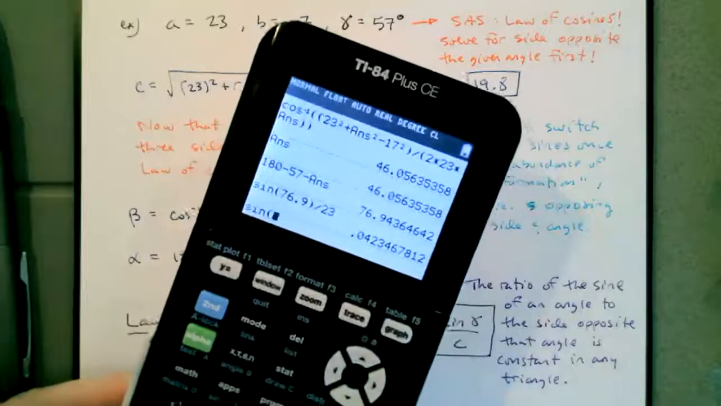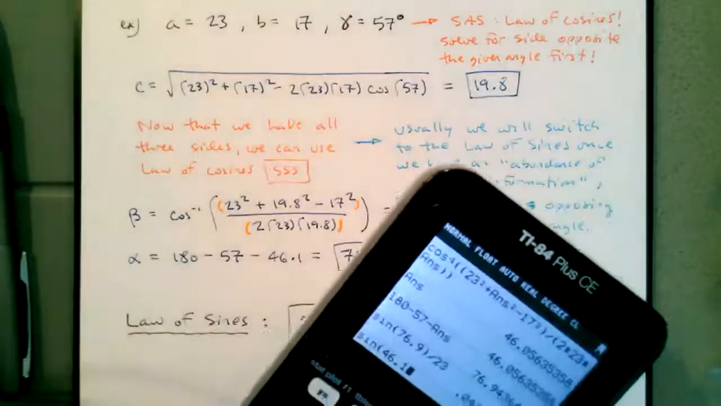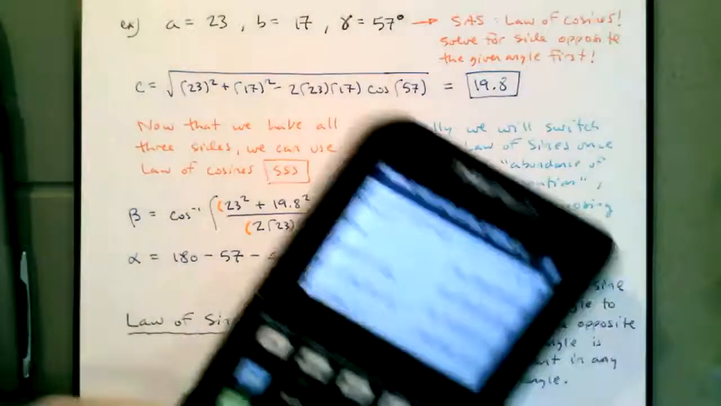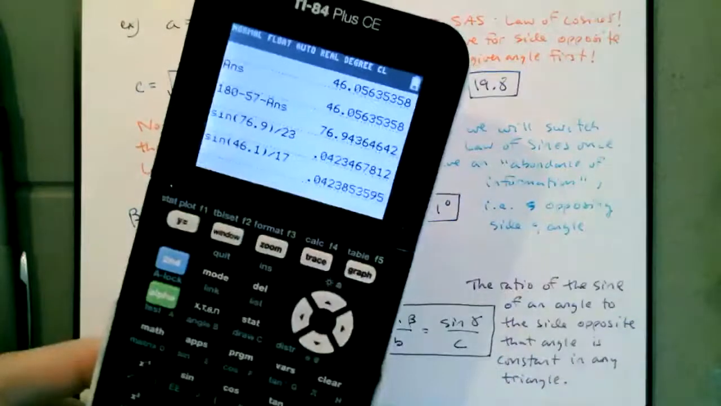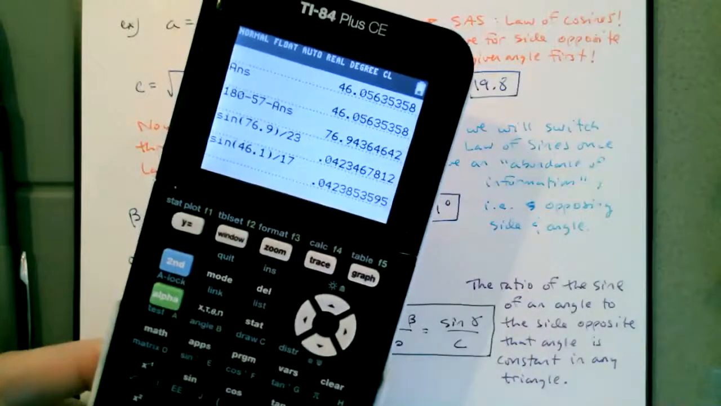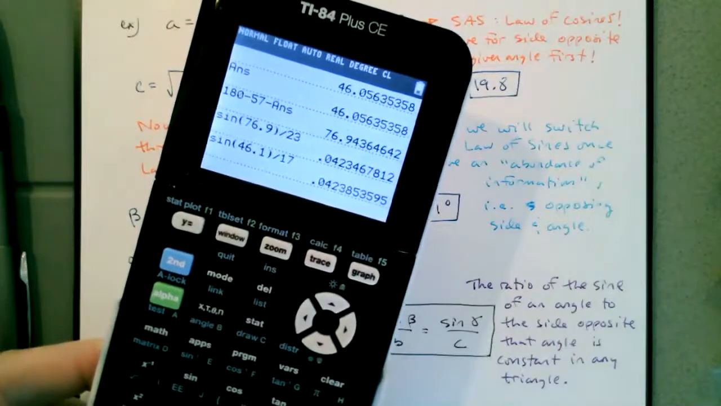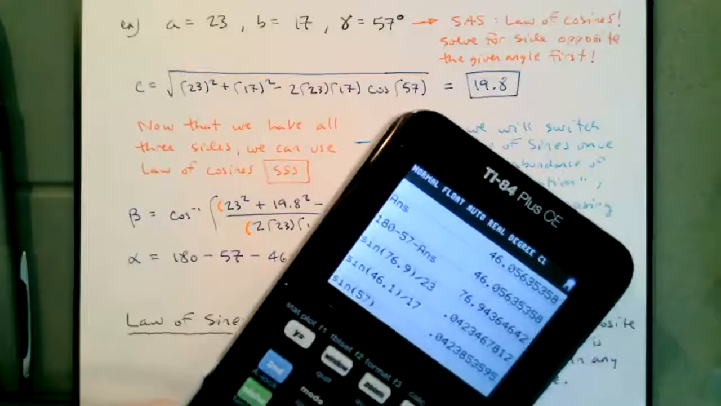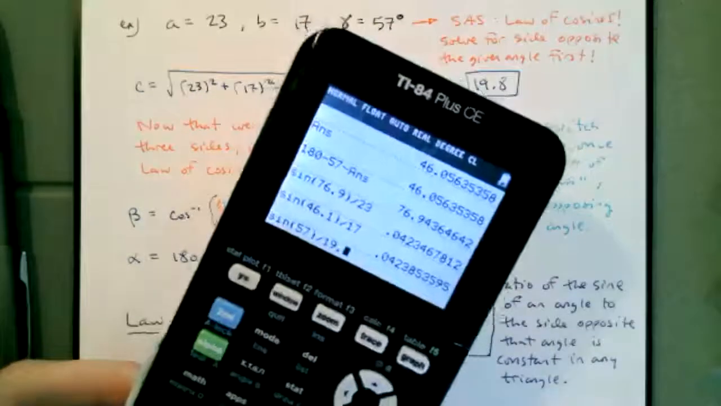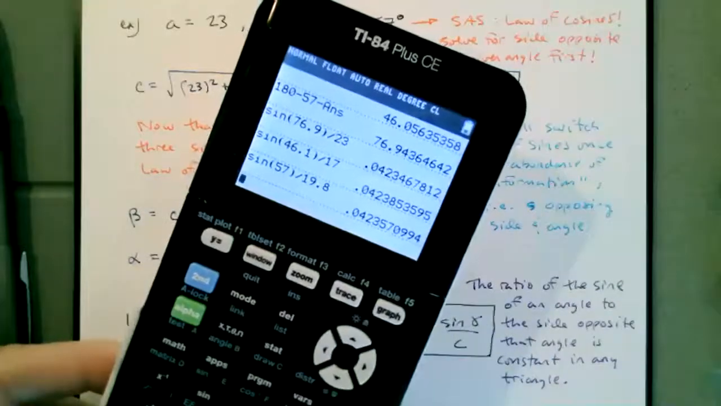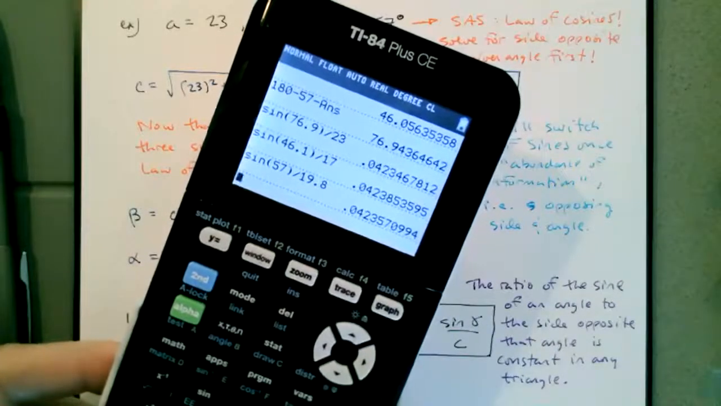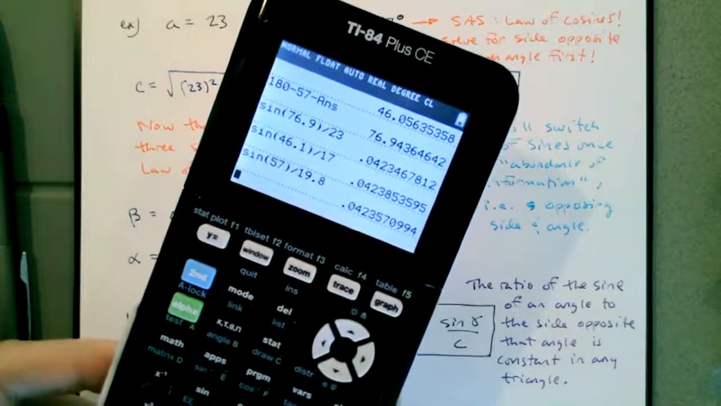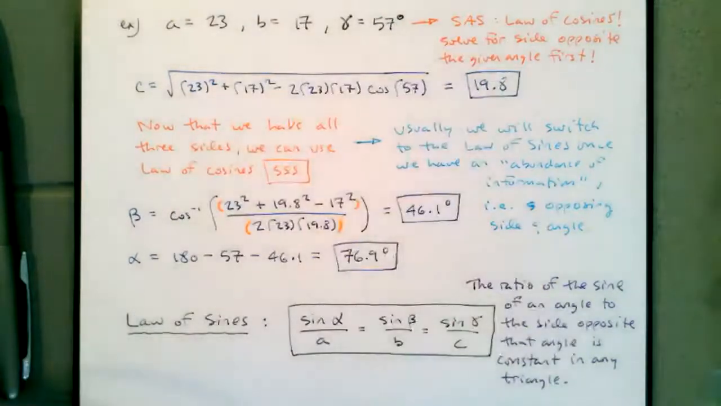If we look at the sine of 46.1 divided by the side opposite 46.1, which is 17, I also get 0.042, and my 3 became a 4, but rounding. And then if I take the sine of 57 and divide by the side opposite that, which is 19.8, I get 0.04235. So it works, well, to the nearest thousandth, which is pretty good. So that's the law of sines.